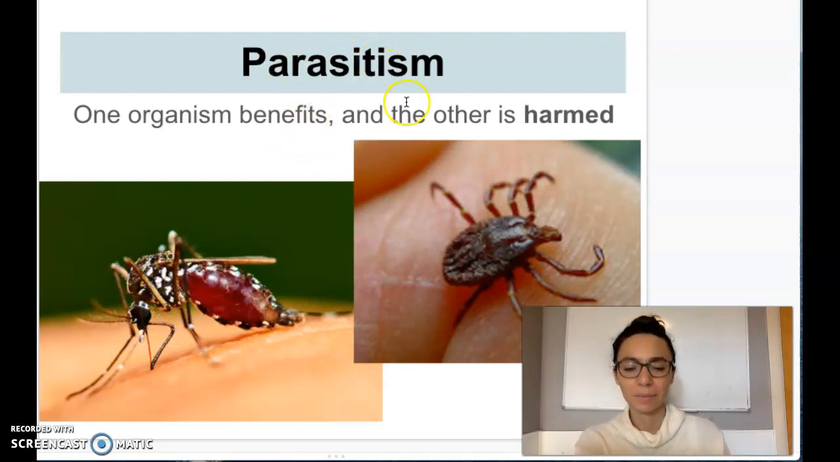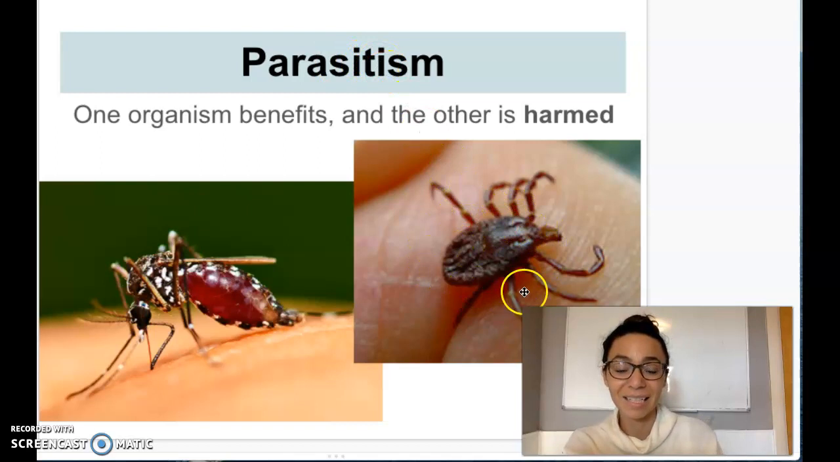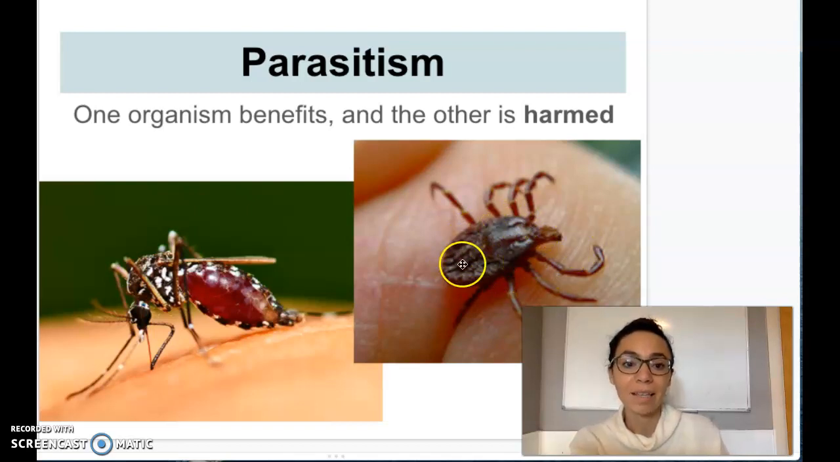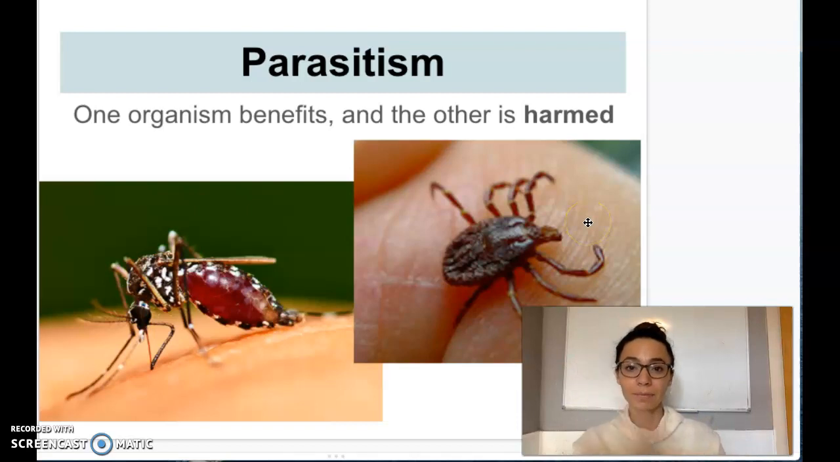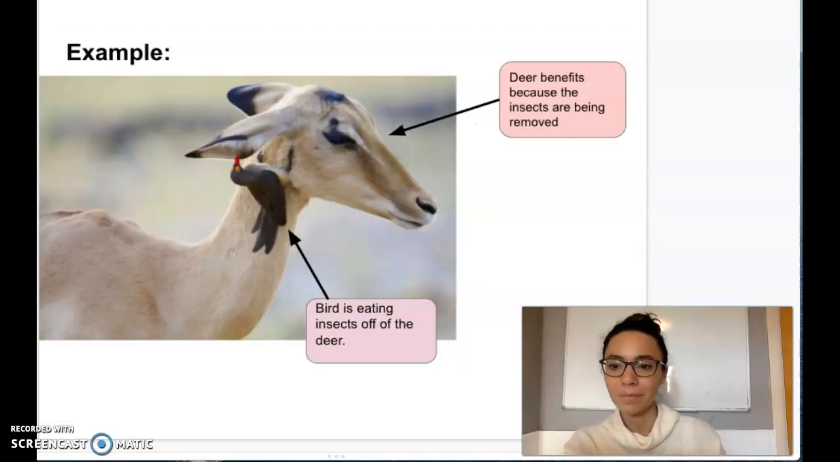They're a parasite. This is a tick. So this is another insect that drinks blood from a human or an animal. So the tick benefits because it's getting food, and the animal is harmed because it's losing blood. Okay? Does that make sense? So now let's look at an example. So we have a deer here, and a bird. The bird is eating insects off of the deer's skin, and the deer is benefiting because the insects are being removed.